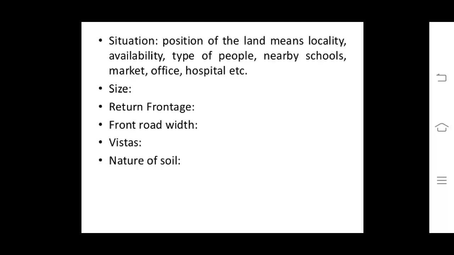First, situation. Position of the land means locality available, type of people, nearby schools, market, offices, hospitals, etc. Size of property, return frontage, front road width, vistas, and nature of soil. All these factors should also be considered while comparing two properties, because no two properties are similar in nature. There may be changes in soil conditions, frontages, and other things.